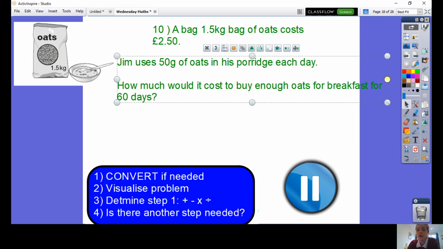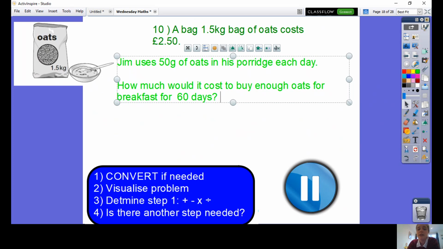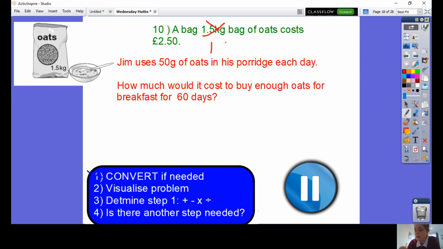Well done to everyone who's tried to solve this question by themselves first. On your piece of paper, I don't mind if you've got the answer right or wrong. The most important thing is that you've had a go at it. Firstly, I need to convert. That is the very first step that I'm going to take. 1.5 kilograms is 1,500 grams.